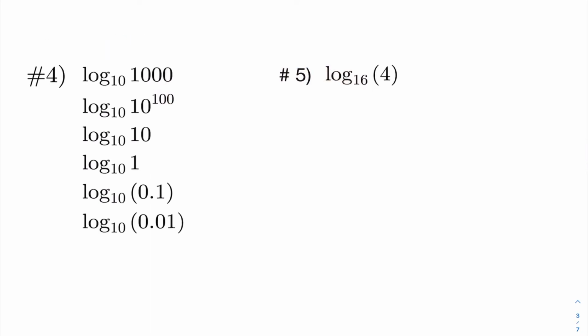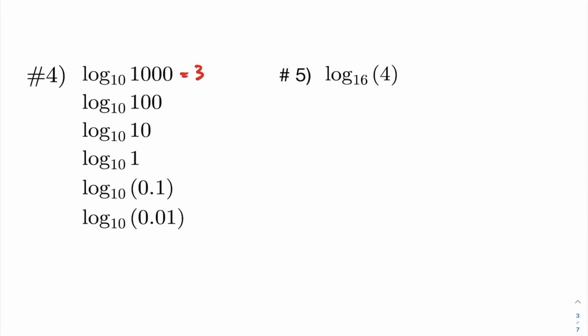Okay, so for number 4 here, again, we've changed the base. Now my base is 10. We have log base 10 going all the way down here. And what we want to do here is, what do we have to raise 10 to get 1,000? Well, 10 cubed is 1,000. Therefore, log base 10 of 1,000 must be 3. In this example, we have log base 10 of 100. Well, 10 squared is 100, so the output is 2.